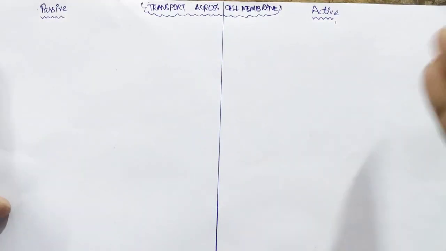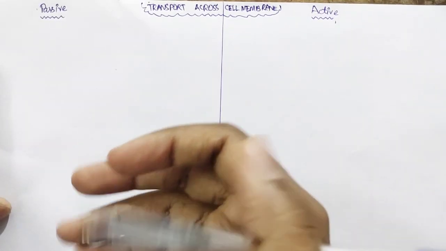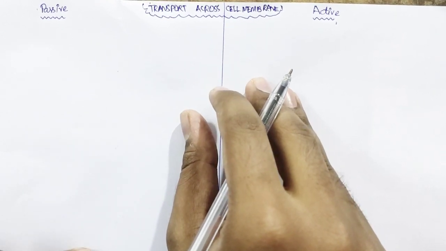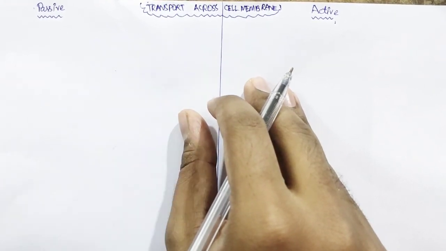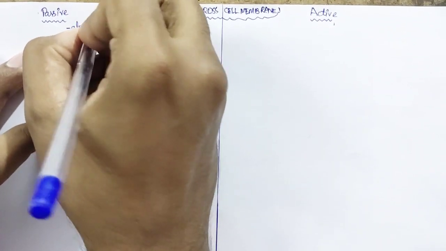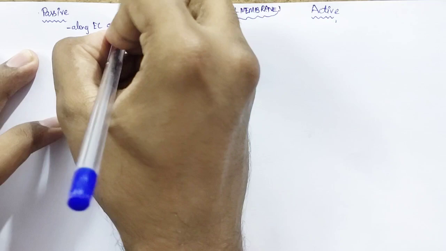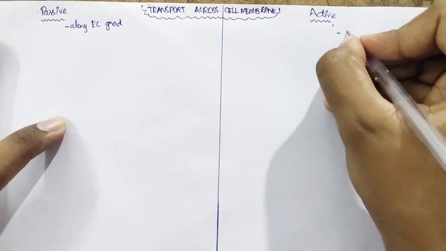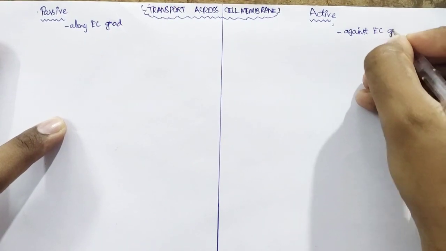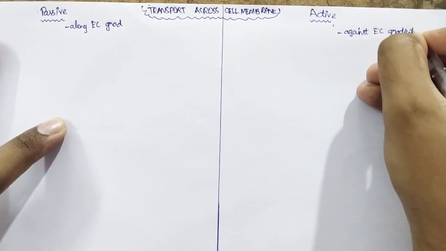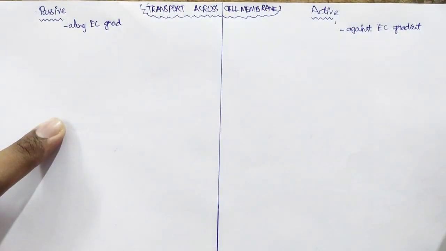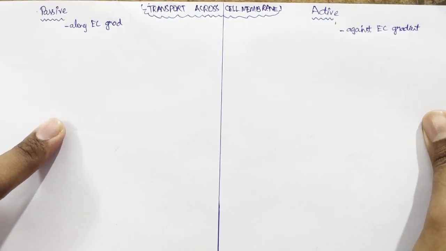Passive mechanism is like going downhill. You are going down the hill. In other words, in physiological terms we can say it is along the electrochemical gradient. This is against the electrochemical gradient, or uphill. You are spending energy for the transportation. Here no energy is required in passive; energy is required in active, in the form of ATP.